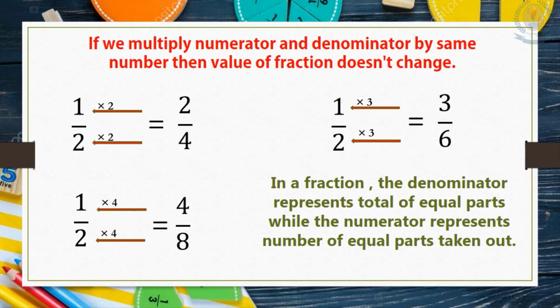Next one. 2/4 multiplying by 4. Then the answer is 4/8. Next one. 1/2 multiplying by 3. Then what is the answer? 3/6. In a fraction, the denominator represents the total number of equal parts while the numerator represents the number of equal parts taken out.